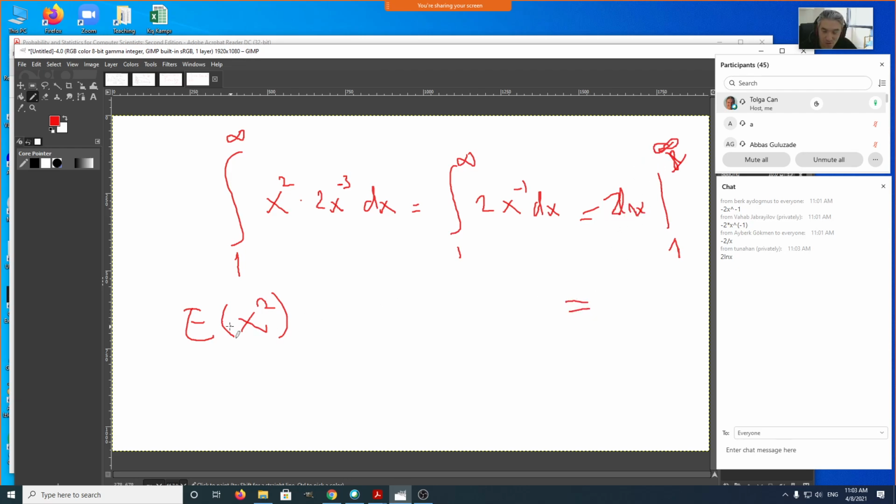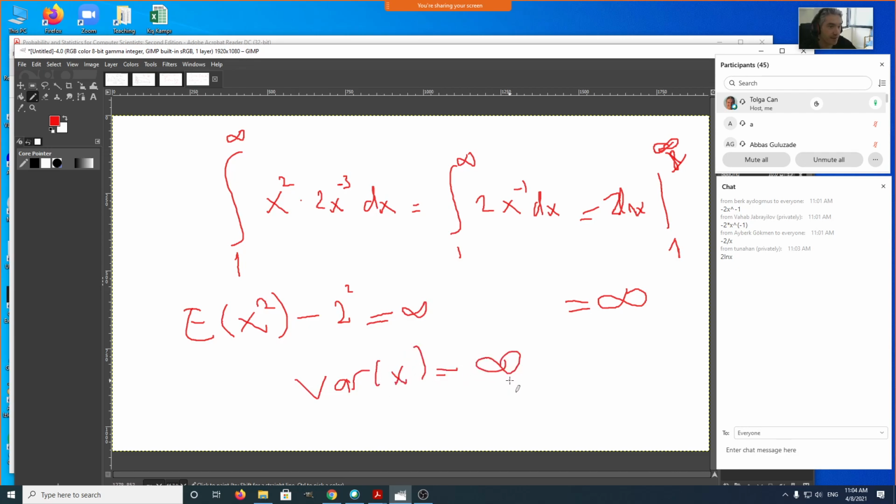So when you compute the expected value of x squared, it's going to turn out to be infinity, which in turn means that if you subtract from this 2 squared, the square of the expected value, it's still going to be infinity. So in other words, the variance of this is infinite.